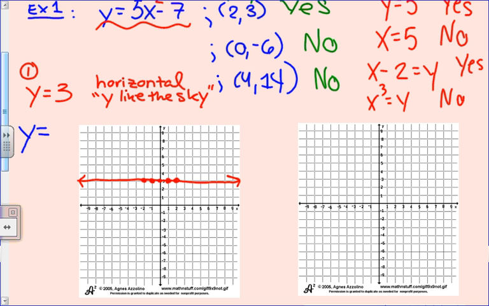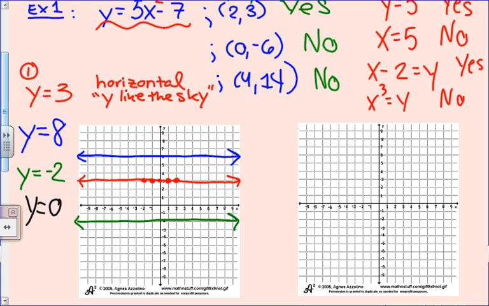So what if I said y equals 8? It goes through 8 on the y-axis like this. What if I said y equals -2? Each time I'm going to have a horizontal line. And what if I wrote y equals 0? Do you remember that you just draw a thicker line on the x-axis? So all of those are going to be horizontal lines. I just want you to be able to recognize y like the sky, y goes to the y-axis, gives me a horizontal line.